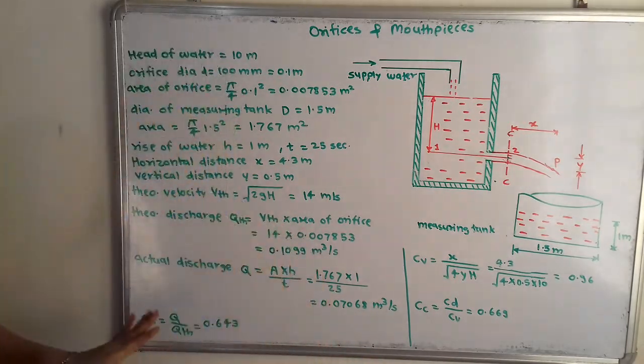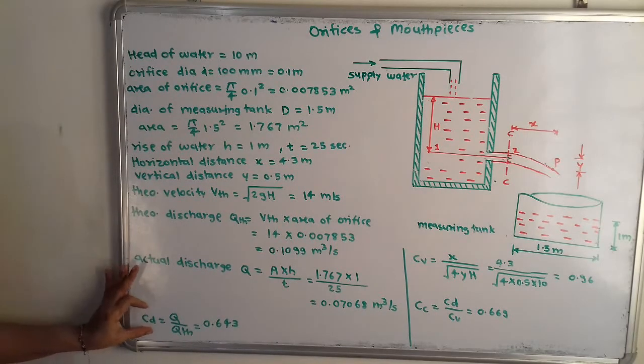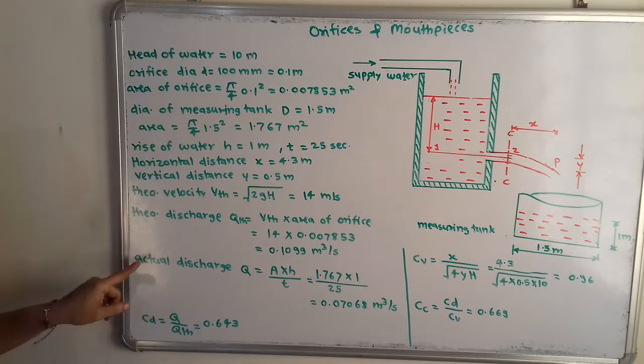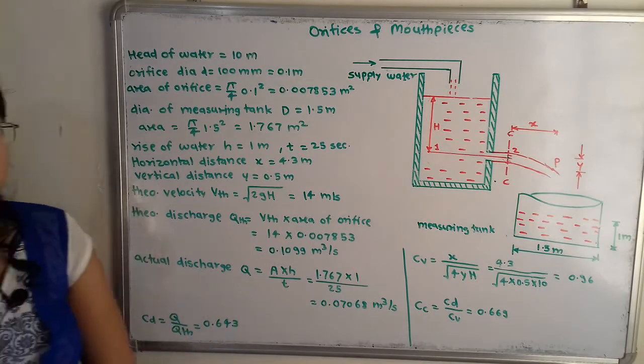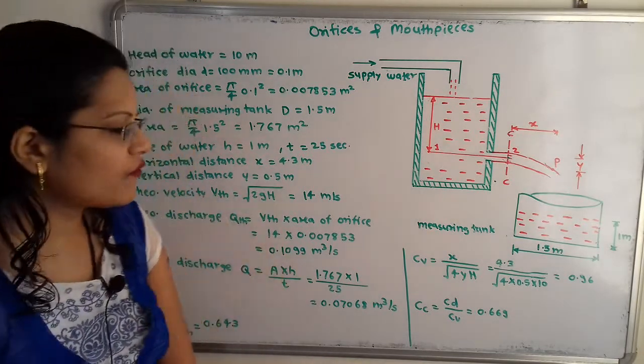Now to calculate the coefficient of discharge, we take the actual discharge by the theoretical discharge. It is equal to 0.643. So this is the answer to the first question. Now we will move to the next.